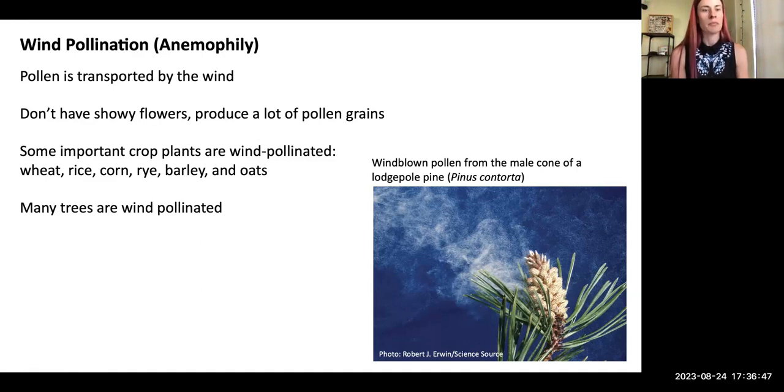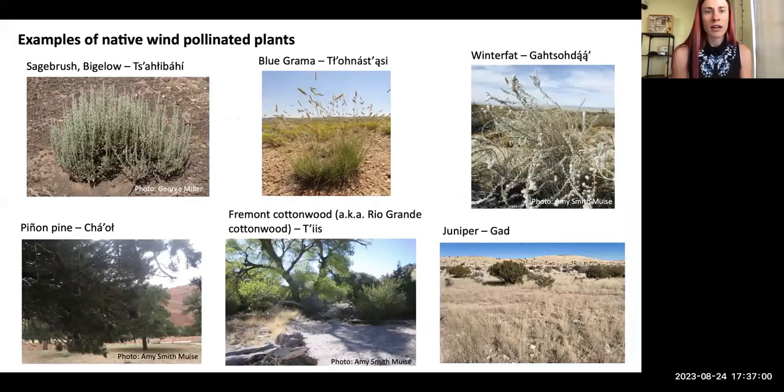Wind helps them pollinate. Some important crops that are wind pollinated are wheat, rice, corn, rye, barley, and oats. And there are many trees that are wind pollinated. I have some examples of native wind pollinated plants here, things like sagebrush, blue grama, pinyon pine, cottonwood, juniper, winterfat. A lot of these types of plants are wind pollinated, and if you look at them, they tend to have feathery structures. A lot of grasses tend to be wind pollinated, a lot of conifers. So here are some examples of that.